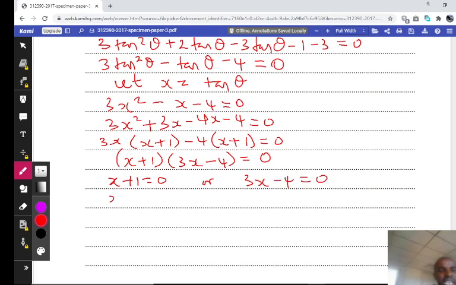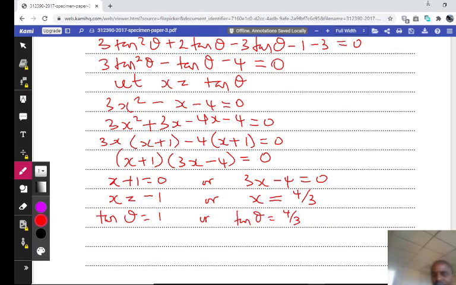So it's either x is equal to minus 1, or if you simplify this one, you get x is equal to 4 over 3. Alright, that will be the final answer. Since we said this one is equivalent to tan theta, we say tan theta is equal to minus 1, or tan theta is equal to 4 over 3.